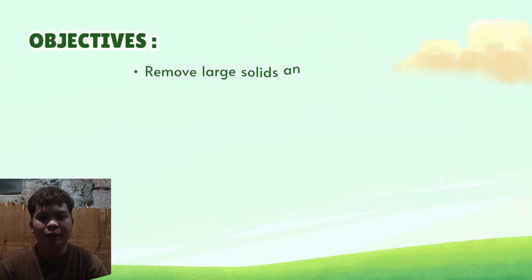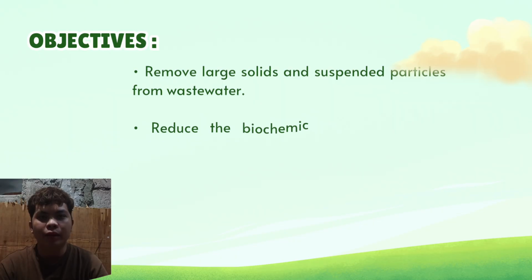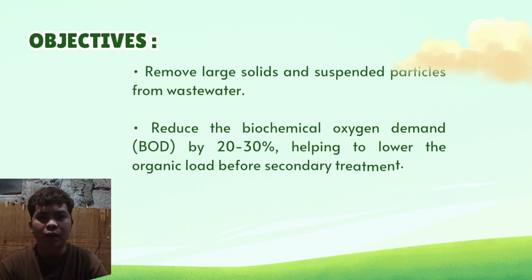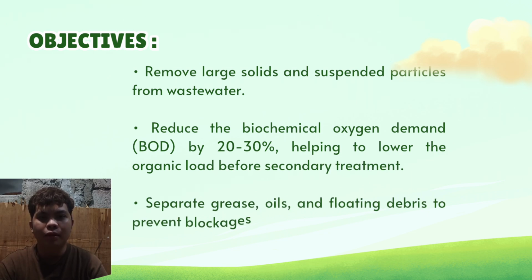Objectives of primary treatment. Number 1, remove large solids and suspended particles from wastewater. Wastewater contains debris like plastic, leaves, rags, and sand, which can damage equipment and clog pipes. So this helps protect downstream treatment processes.